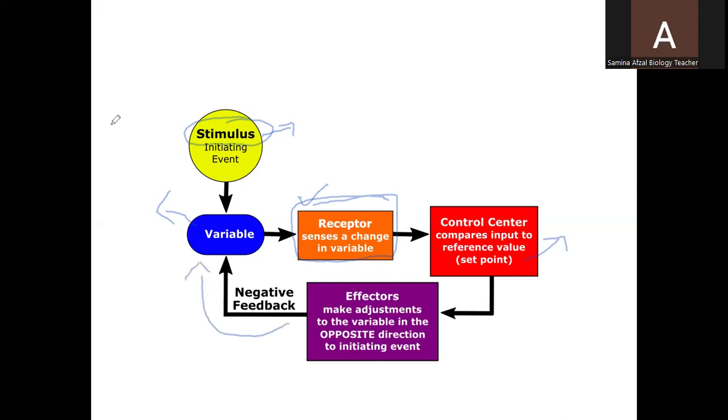So in this way, negative feedback plays a vital role in the maintenance of the internal environment, or the maintenance of homeostasis of the body, to keep the internal environment constant.